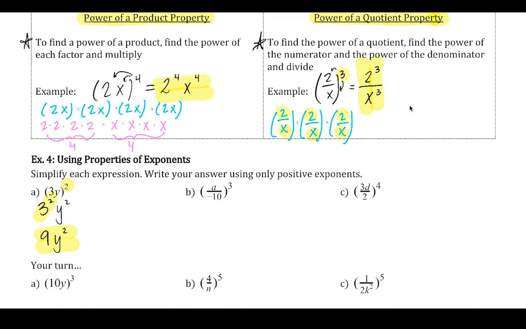And then for the next example, a over negative 10 to the 3rd power. So now we have a quotient that's being raised to the 3rd power. So that 3rd power will go to both the numerator and the denominator. So the numerator becomes a to the 3rd power, and the denominator becomes negative 10 to the 3rd power, and the negative 10 needs to stay in parentheses. So if you end up taking off the parentheses and don't include it, that's just 10 being raised to the 3rd power with the negative slapped in front of it, so you want to make sure that the negative stays in parentheses with the 10.